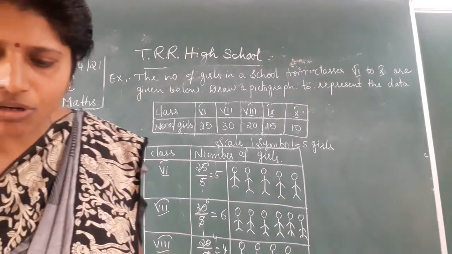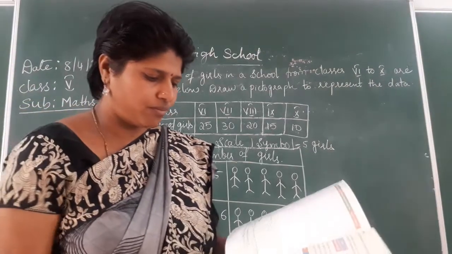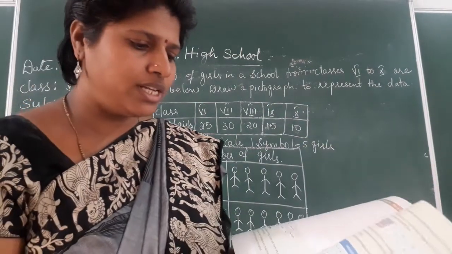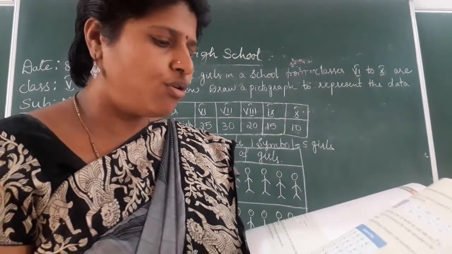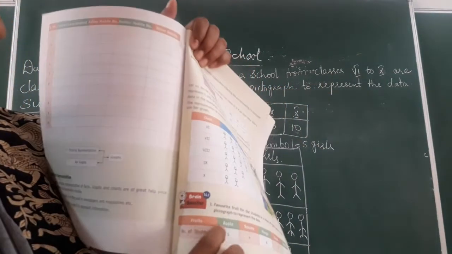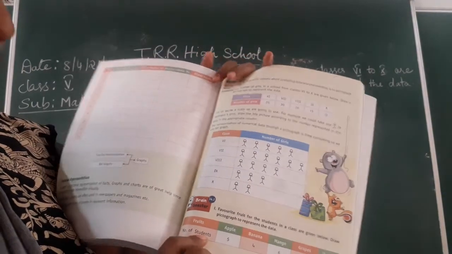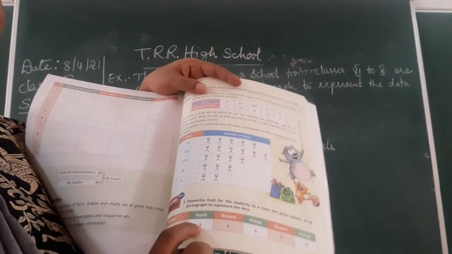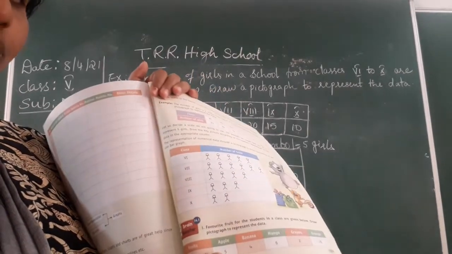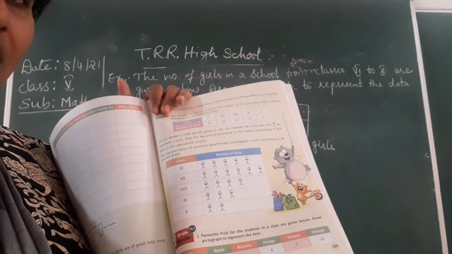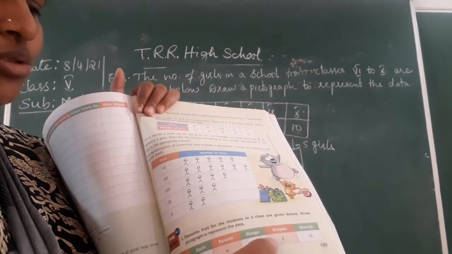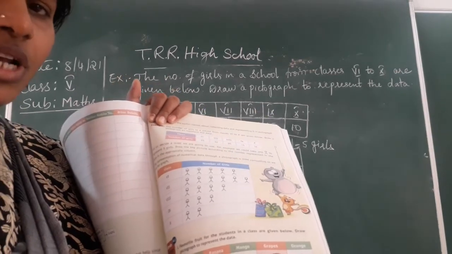And even in the textbook they have given one question in Brain Booster 1. The favorite fruit of the students in a class is given below. Draw a pictograph to represent the data. See here, fruits given and the number of students. Apple is equal to 5. See here, the numbers are very small, so you can draw the symbols of apples. As here only single digits are there, you can draw 5 apples, 4 bananas, 6 mangoes, 2 grapes, and 10 oranges.